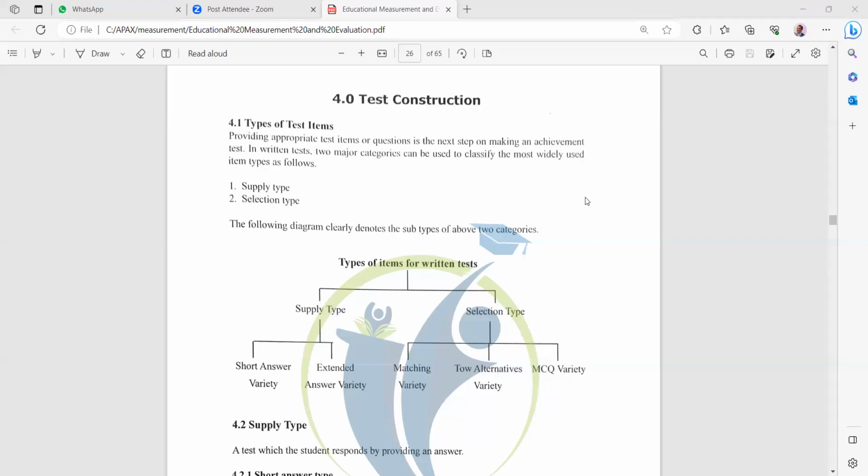The broadest classification and the easiest classification for test items is that we can divide them into 2 sections as supply type and selection type. Supply type and selection type. So as the 2 words suggest, in the supply type questions, the students or the candidates, the examinees have to supply the answer. They have to provide the answer.